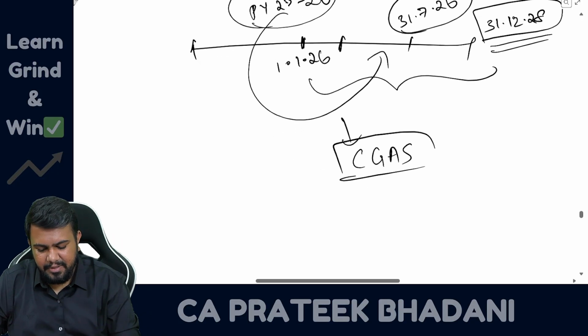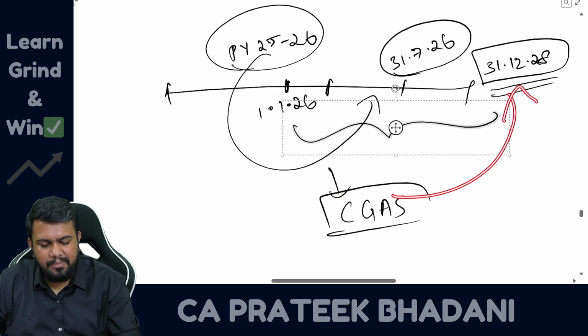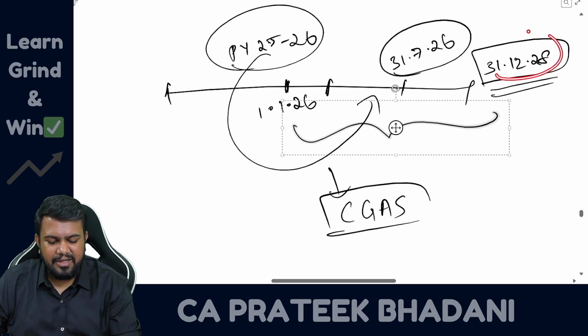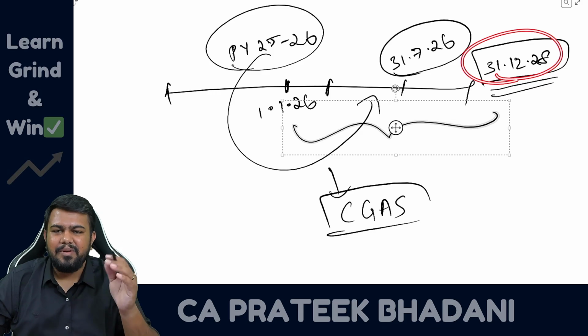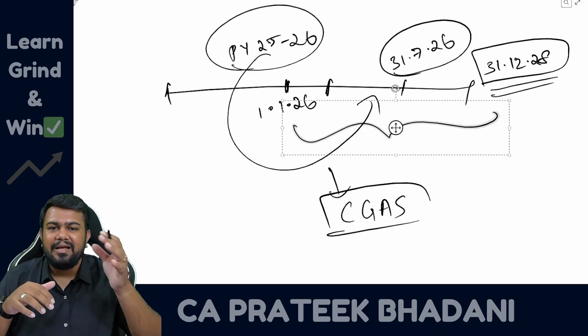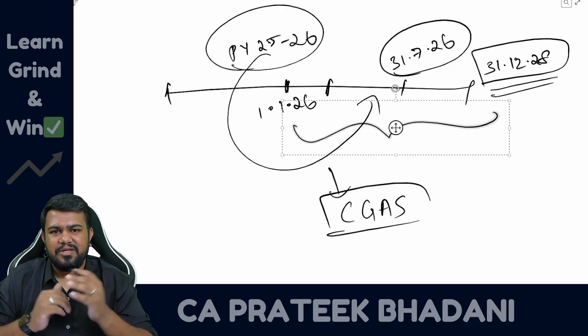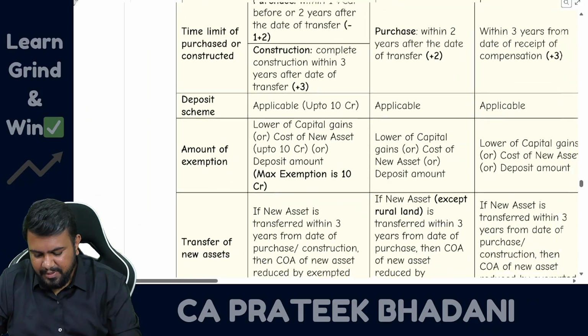Exemption can be claimed. So whatever the deposit amount is, from this you have to use the amount to buy or construct the house within the time limit. If you are using it within the time limit, then it is well and good. But if you are not able to use it and the time limit is over, then you have to reverse the capital gain exemption. Okay, wow. So now let me tell you about the deposit scheme.